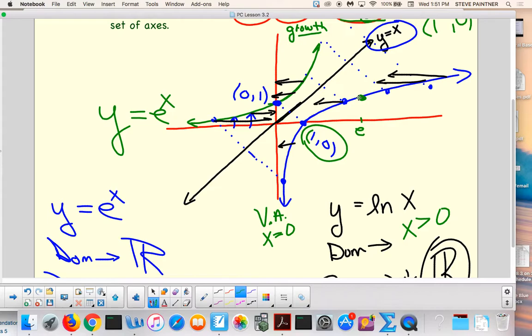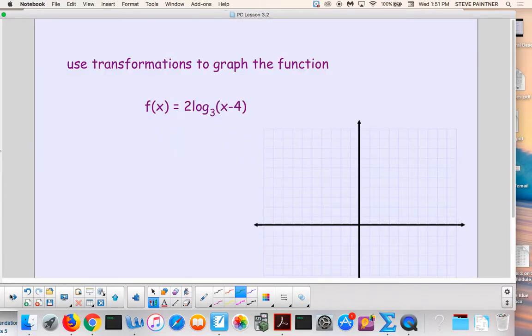That's really all it is. Okay. Now, one last problem, and that's this. Would you graph this right here? This is not easy to graph. So here's what I'm going to tell you. Start with your parent, and then do your transformations. But what's your parent? That's a log problem.